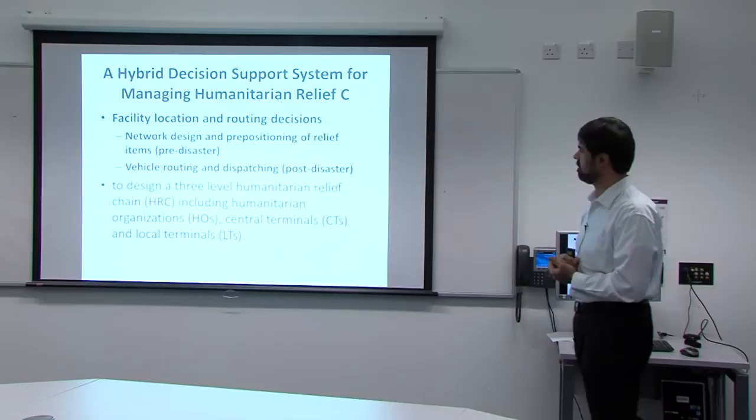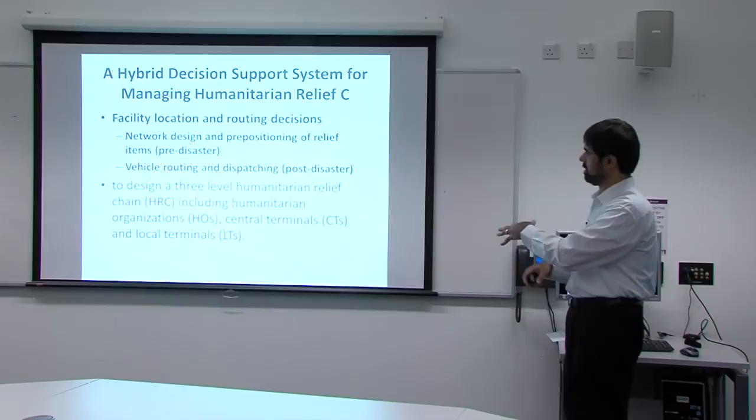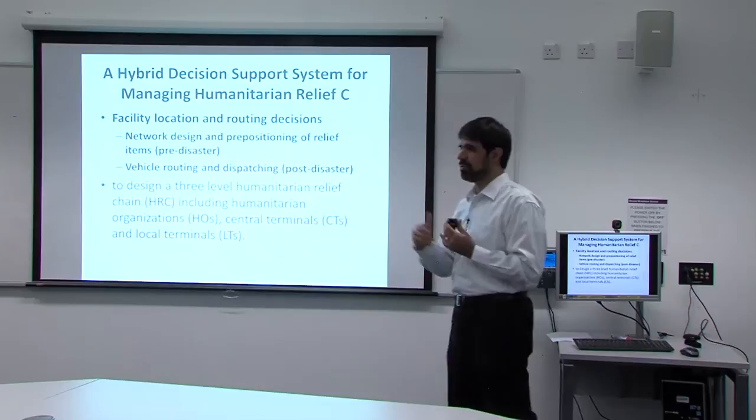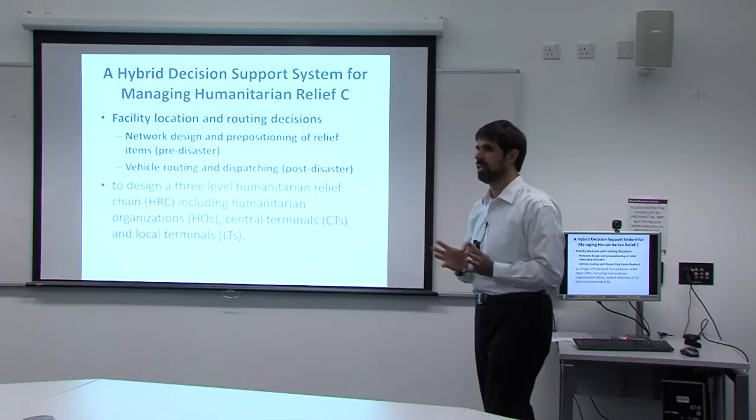The project was about designing a decision support for the design of the relief network and deciding about the routing, how to send items from local distribution centers to the affected areas. So it was about location planning and distribution after the disaster.